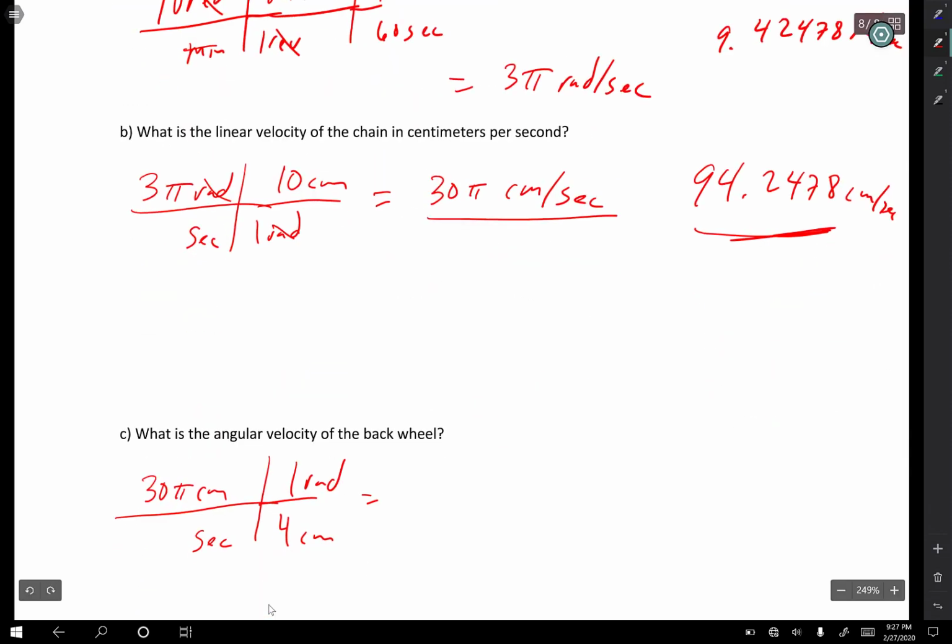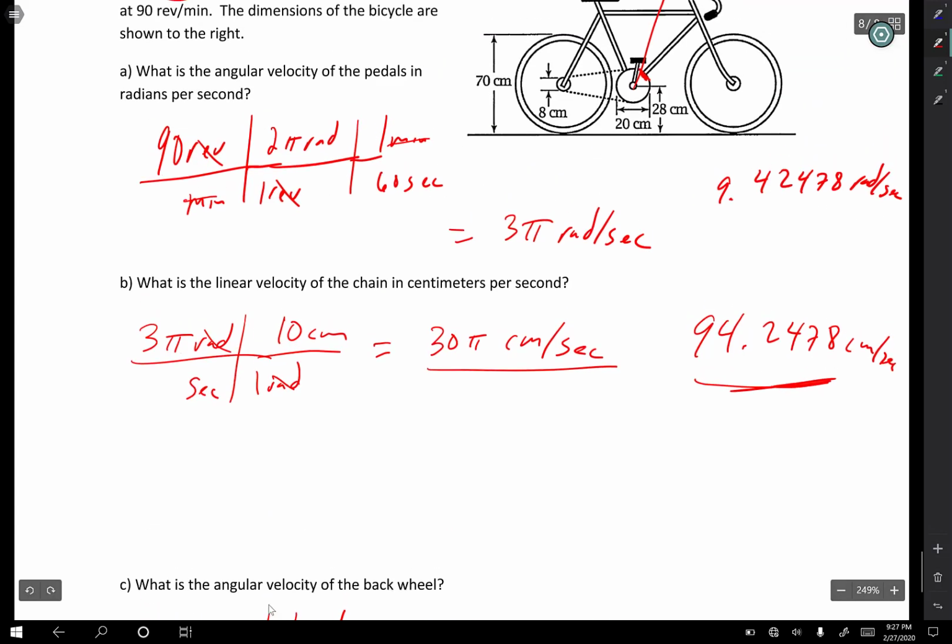All right, 30 divided by 4 is 15. So this is going to be 15. Oh, well, 30 over 4 is 15 over 2. Sorry, guys. It's not just 15. So 15 pi radians per 2 seconds. So I guess 15 pi over 2 radians per second. That's the angular velocity of the back wheel. You still would have gotten that, guys.